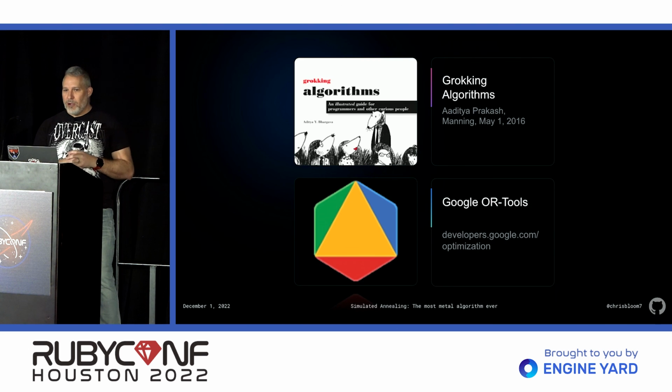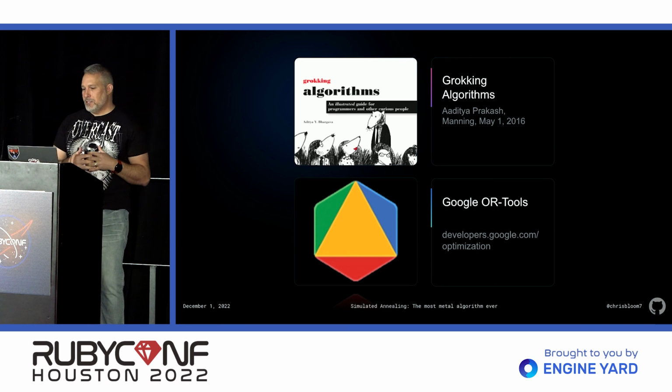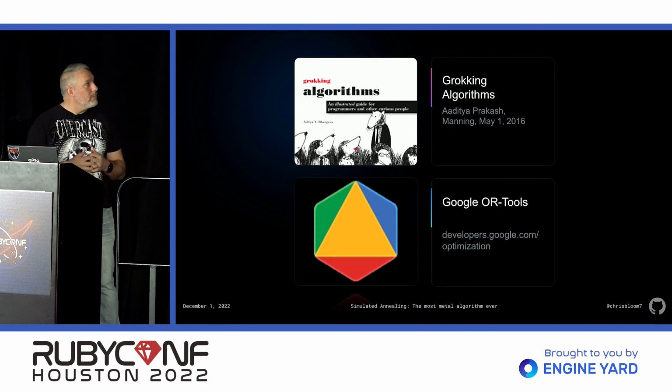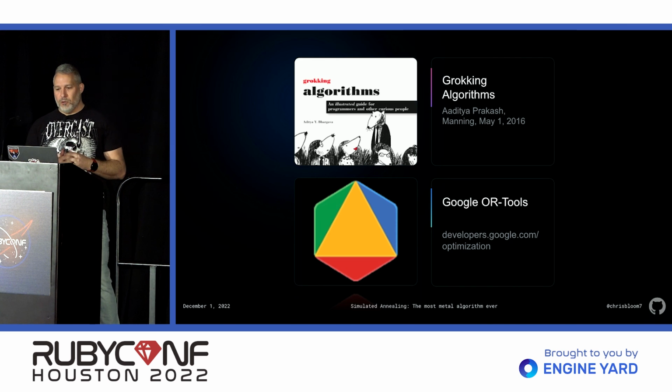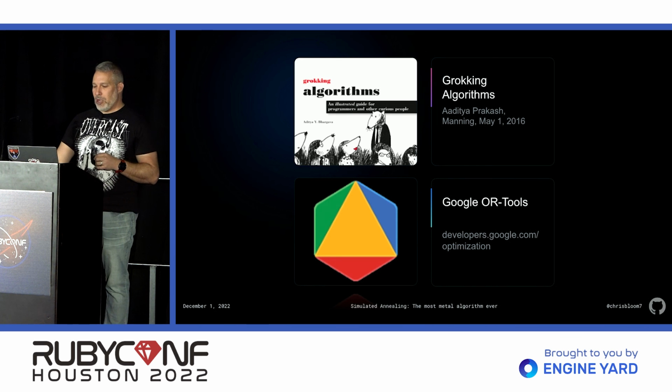If you're looking for a primer on algorithms in general, finding a copy of Grokking Algorithms by Aditya Bhargava is your best bet. And if you're interested in optimization problems in general, I encourage you to check out a tool that I just learned about last week called Google OR Tools, which is an open source suite of software aimed at helping to solve optimization problems.